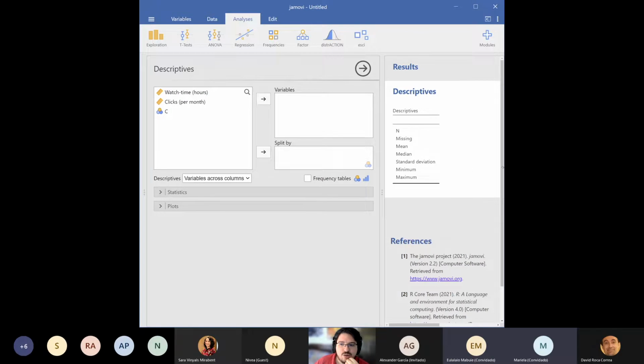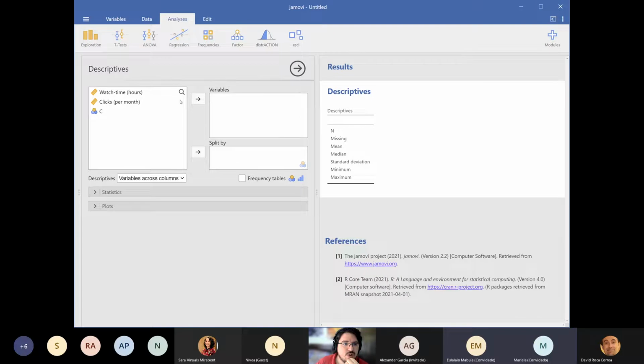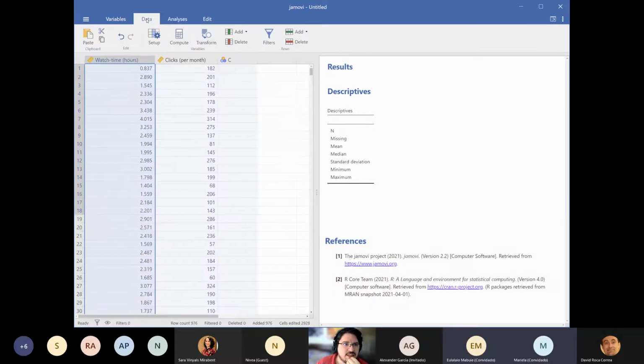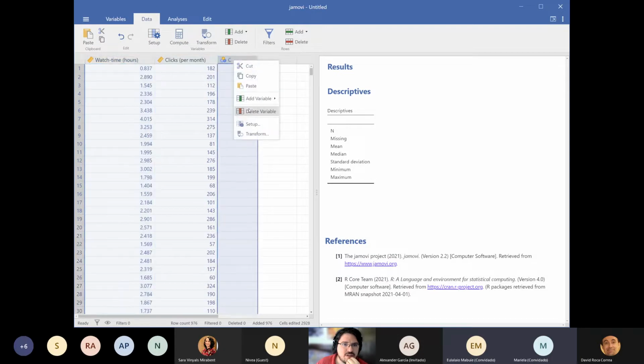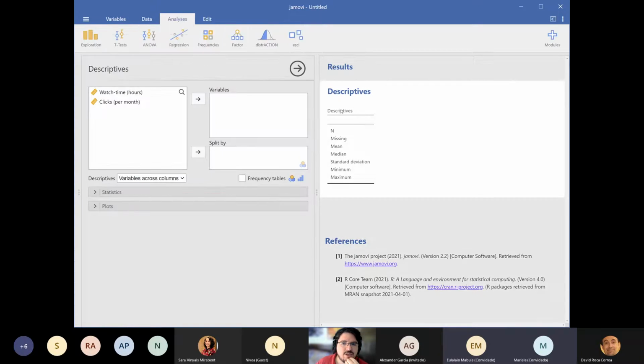So this is a new window. And here we have C, which is that empty variable. We can delete that one if you want to. It doesn't make a difference. And in descriptives, we have an empty table because we didn't ask Jamovi to describe anything yet. All right. Now, let's say that we want to get the descriptive statistics from watch time.